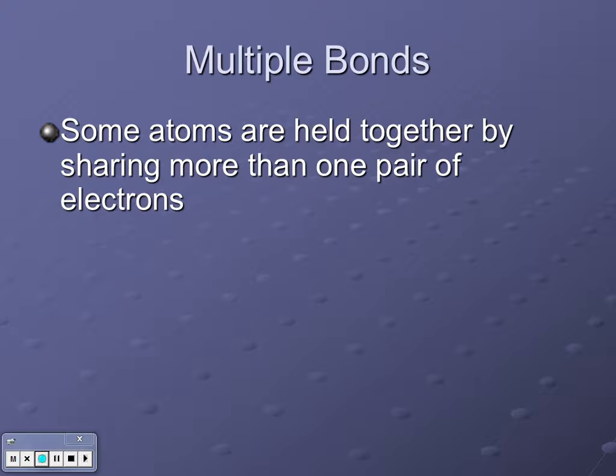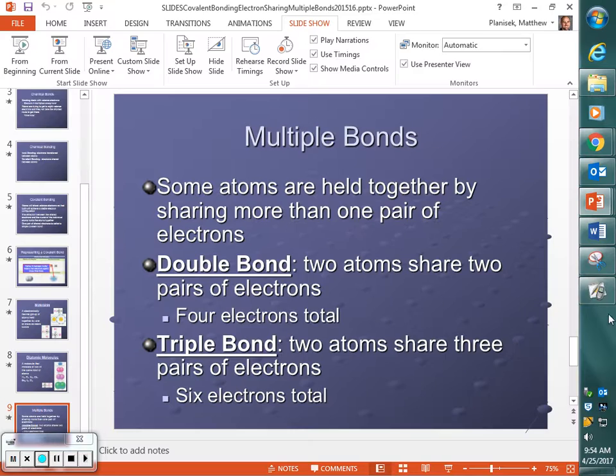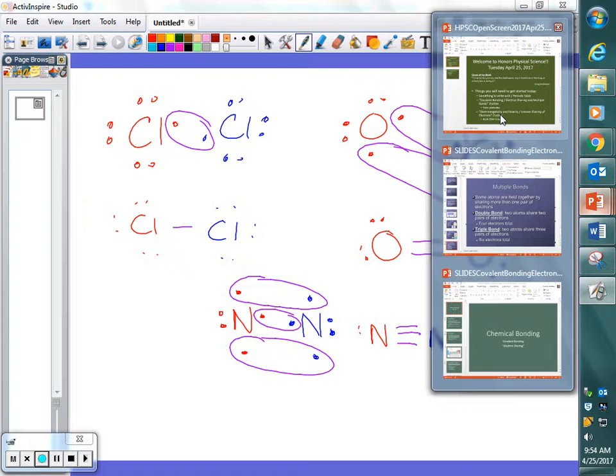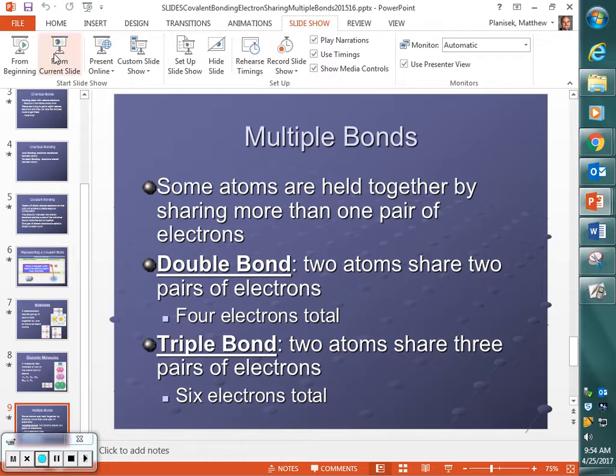And you can see from your outline, if we look at oxygen, how many pairs of electrons are these oxygen atoms sharing? 2. So what do we call it? It's a double bond, right? Because we're sharing 2 pairs of electrons. So a double bond is when 2 atoms share 2 pairs of electrons.